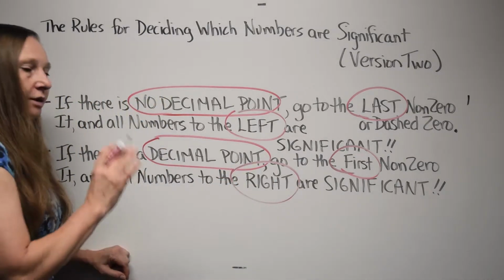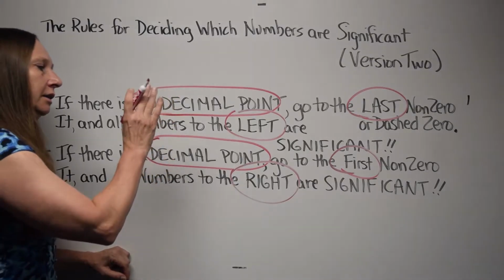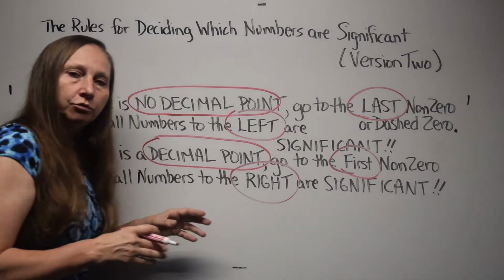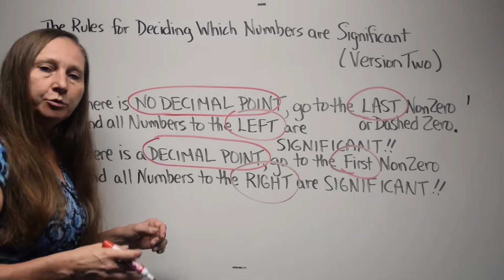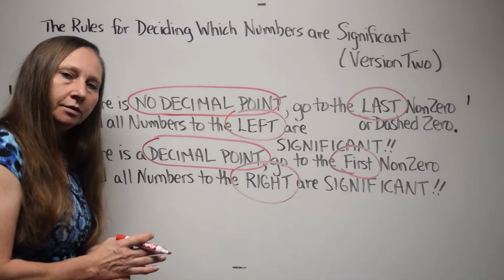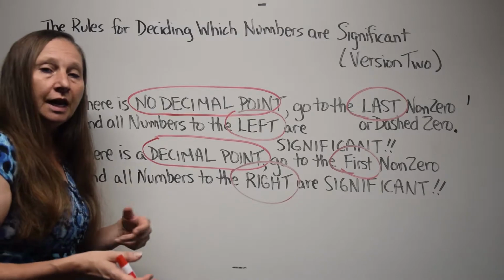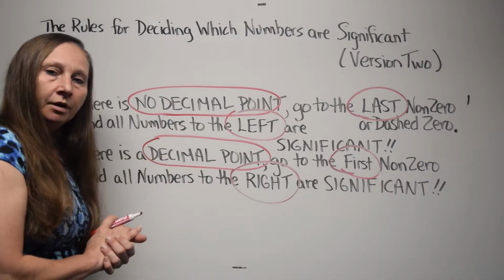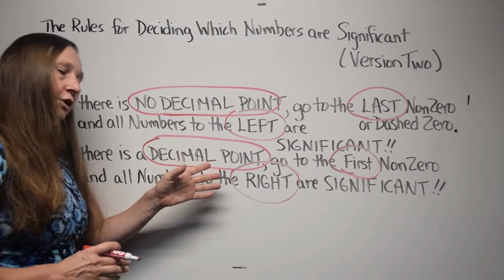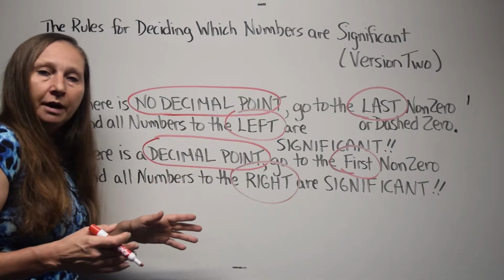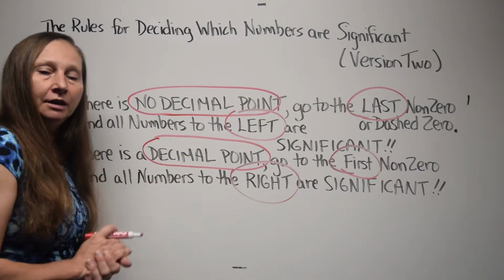So now we're going to apply this version of the rules to those same problems. We're going to do the odd numbered problems. And you're going to see that this version is just the same as the other version. You may like this version better. Whichever version you like better is fine.